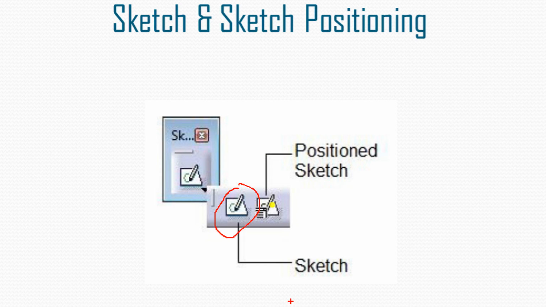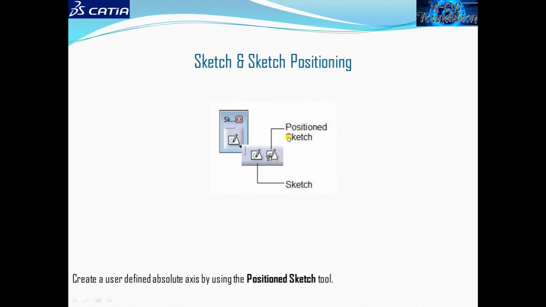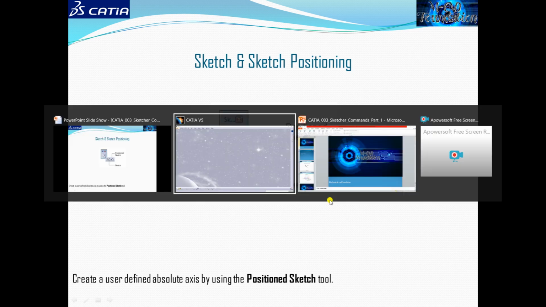Now coming to the position sketch. So what is a position sketch? A position sketch is defined using a user-defined axis. In a normal sketch the axis is the default from CATIA. But if you want to create a sketch with your own V and H, your own direction of vertical and horizontal, you have to choose position sketch. I'll show you in CATIA.